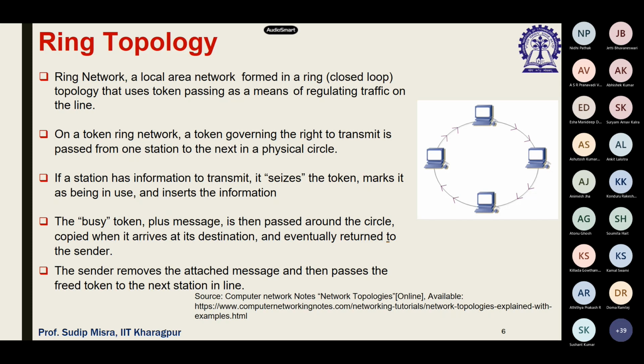Okay. Now this token becomes busy. This busy token plus the message appended to it is going to be passed around in the circle. Then it is going to be copied when it is received at the intended destination, and eventually it is going to be returned to the sender. So let us say that this computer wants to send some data to this one. The destination computer is going to grab that token, extract the information that it was supposed to receive, and then pass that token back onto the network. Okay. So this process continues like this.